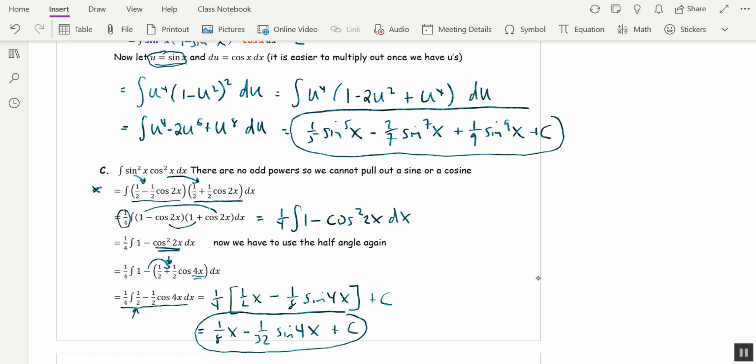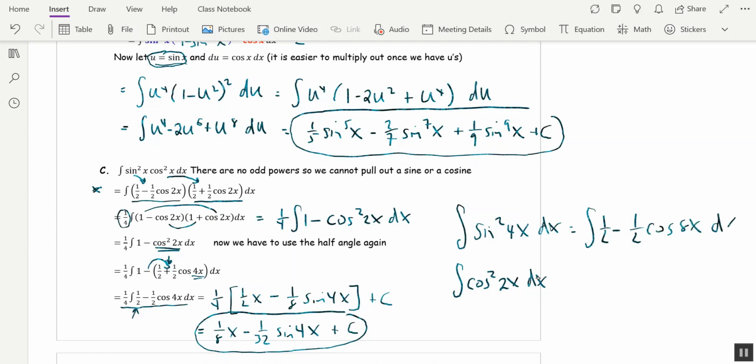Most often, you won't have to integrate quite this much. You'll be integrating things like maybe sine squared of 4x dx or cosine squared of 2x dx, and you'll only have to use half angle once. Just rewrite this. So let's just look at this one. This would be 1/2 minus 1/2 cos 8x dx, and then you'd integrate. Or this one would be the integral of 1/2 plus 1/2 cos 4x dx.